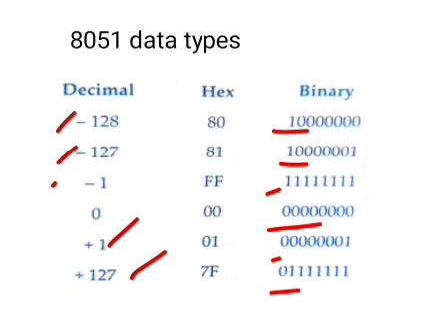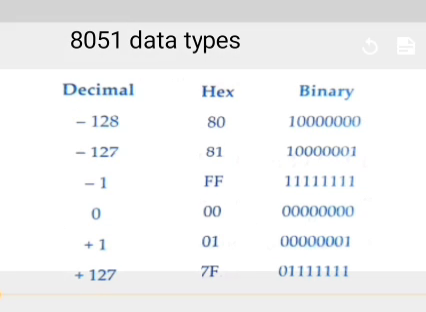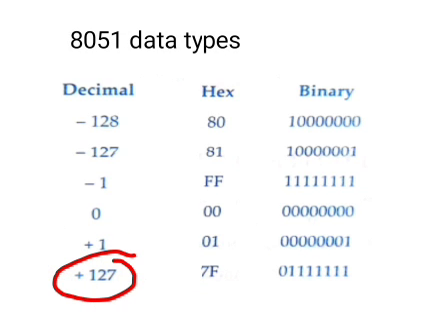In the negative numbers, the magnitude is represented in 2's complement, as shown in the table. For 8-bit, the data can be from plus 127 to minus 128.